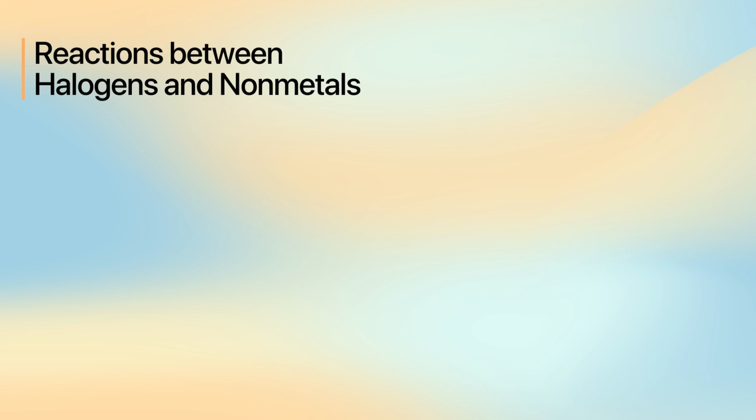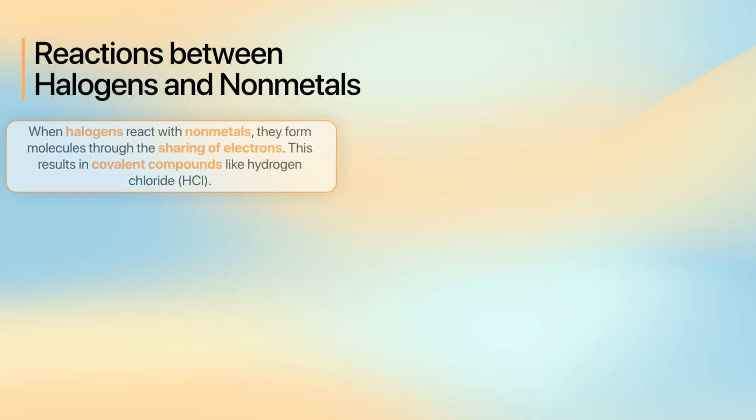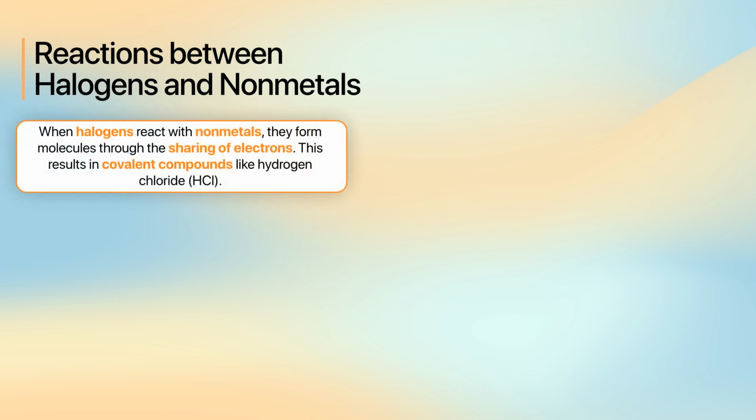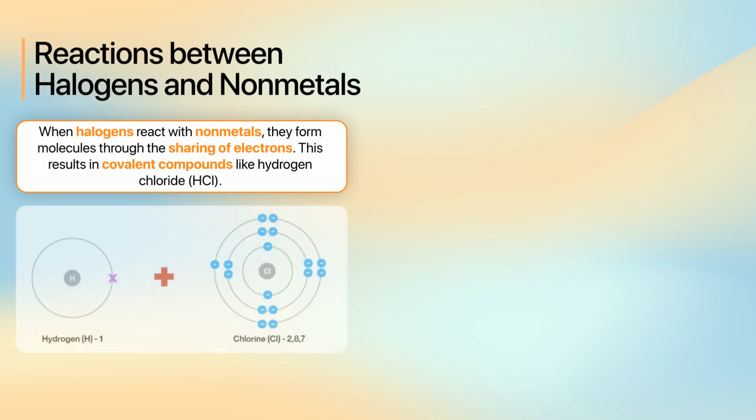In today's lesson, we explored the nature of the compounds formed when halogens react with metals and nonmetals. In summary, when halogens react with nonmetals, they form molecules through the sharing of electrons. The halogens share electrons with nonmetals to achieve a full outer shell of electrons. This results in covalent compounds like hydrogen chloride, HCl.